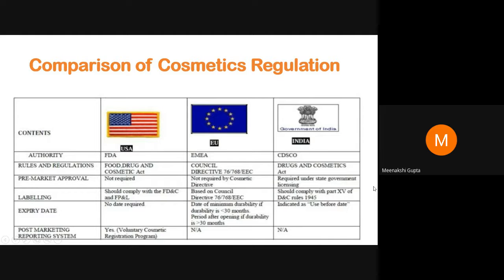So next, pre-market approval is not required in USA and the European Union, whereas it is required in India under state government licensing. That is, before launching into the market, they need to get the product approved or licensed under our Drug and Cosmetic Act.